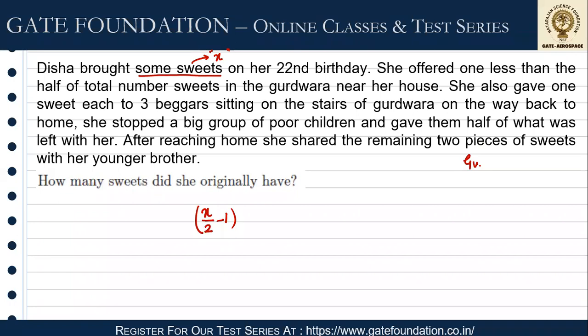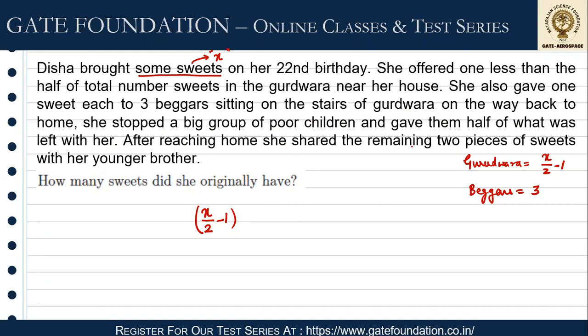So I'll just write down over here X by 2 minus 1. She also gave sweets each to three beggars sitting on the stairs of Gurudwara. So beggars she has given three sweets. Then on the way back home, she stopped a big group of poor children and gave them half of what was left for them. Right? So whatever was left for them, उसका half उन्होंने दे दिया था.